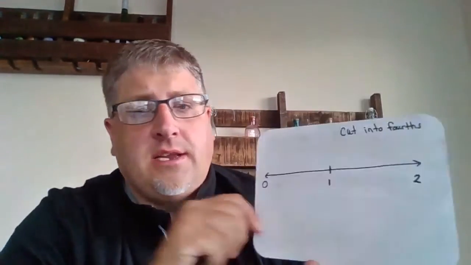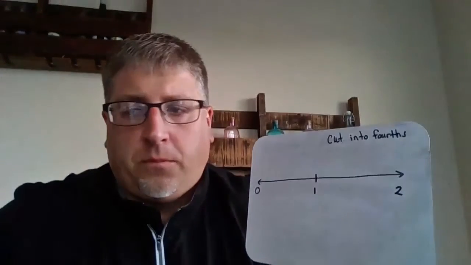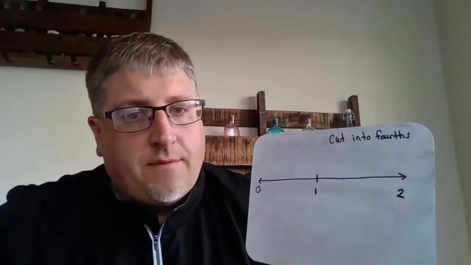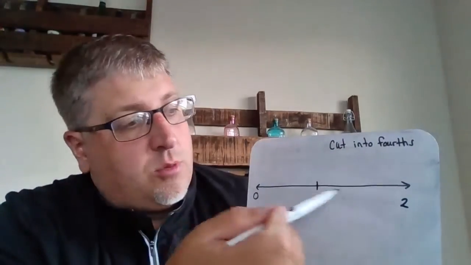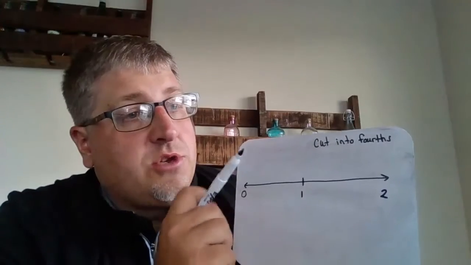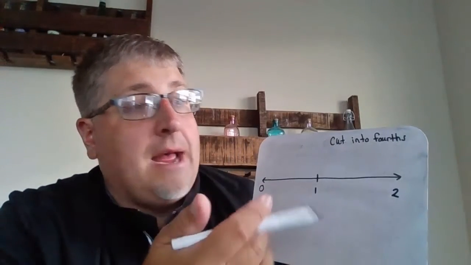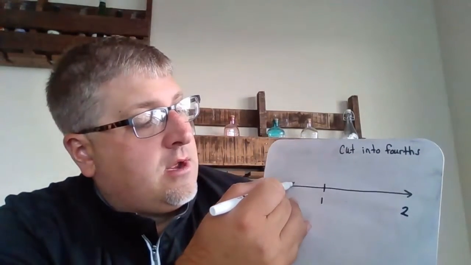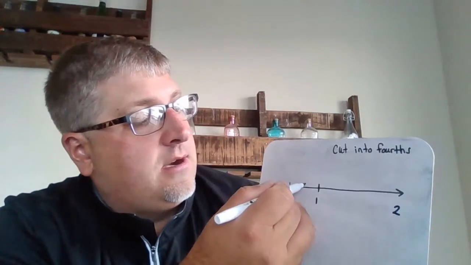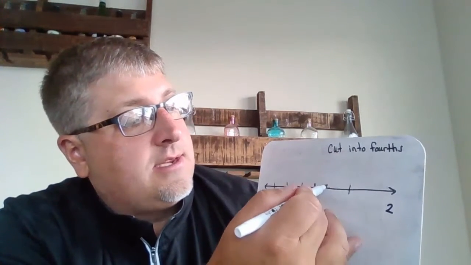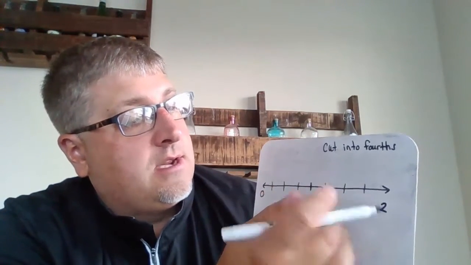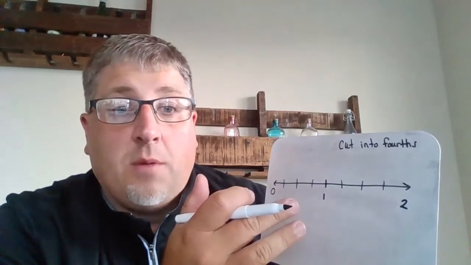So let's start here by cutting this into fourths. Okay? Now if you notice here, our first number line went from 0 to 1. This one goes from 0 to 2. So we're going to cut this into fourths. That means I'm going to have 3 slices here: a slice in the middle, a slice here, a slice here, a slice in the middle, a slice here, and a slice here. Okay? So we're going by fourths here.